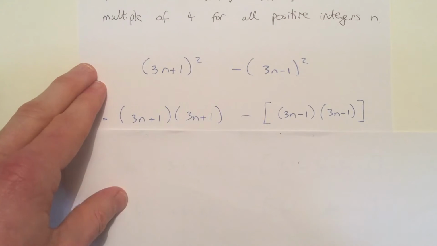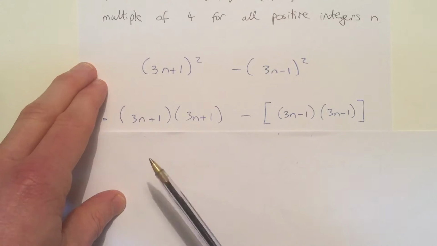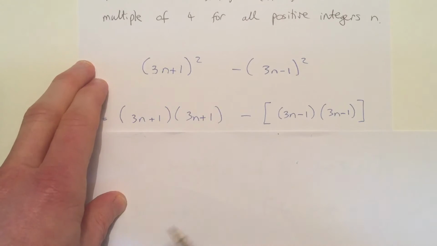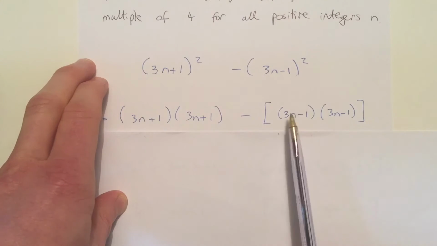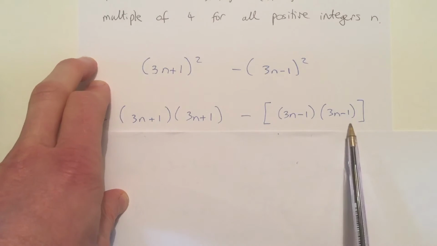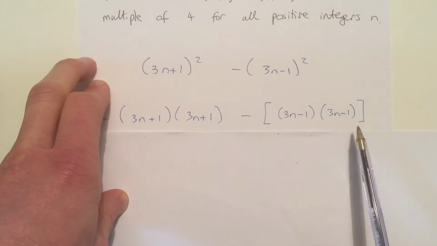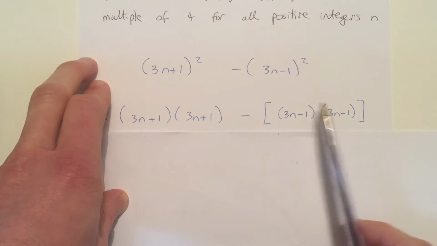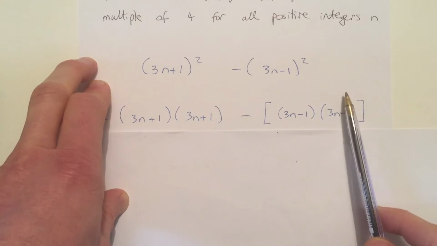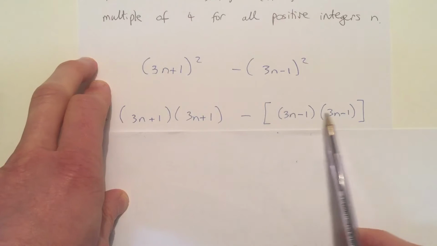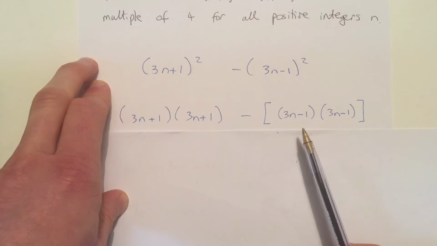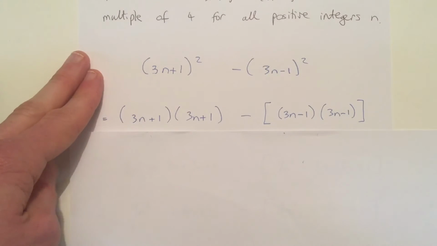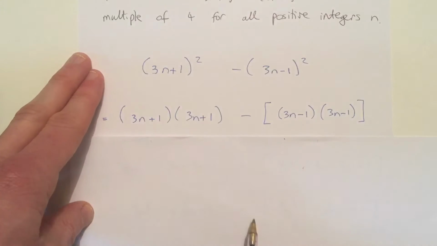So I'm going to write those brackets in a longer form first of all. (3n + 1)² means (3n + 1)(3n + 1), and (3n − 1)² means (3n − 1)(3n − 1). I've included a set of square brackets around the outside of this because when I've expanded this out, I'm going to have to take away all of this, and I want to ensure that I take away all of it rather than just one bit of it. That's why I've put the square brackets there. Otherwise, you're going to get into a mix later on. So these square brackets will help us.